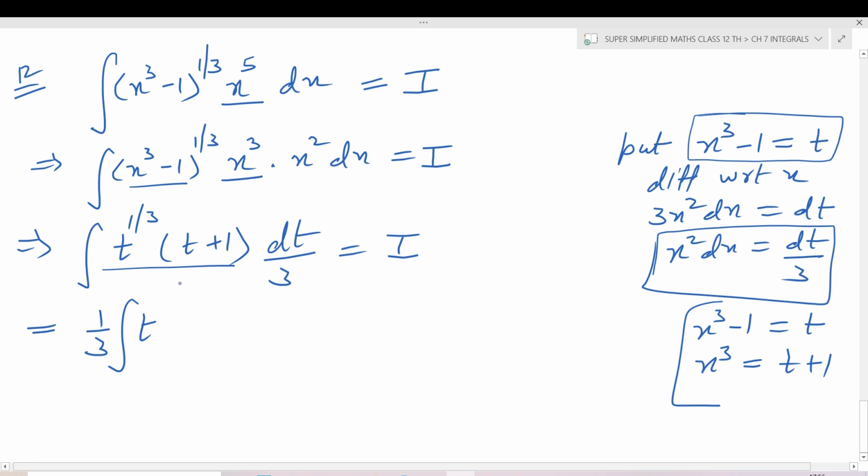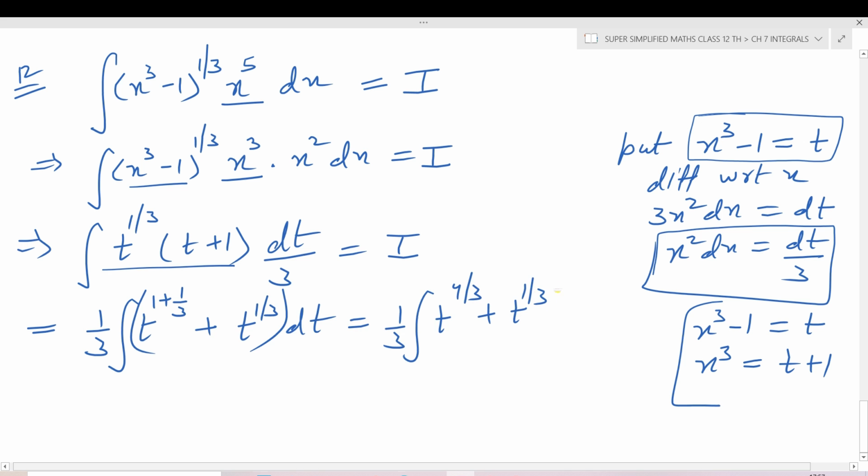So your integral becomes this 1 by 3 common, and now you multiply these two expressions, t raised to the power 1 plus 1 by 3, you have just multiplied, plus t raised to the power 1 by 3 dt. So first we shall simplify this, t raised to the power 4 by 3 plus t raised to the power 1 by 3 dt. Now you know children that the sign of integration can be distributed over addition and subtraction only, and therefore if 2 or 3 terms are added or subtracted, I can do their term wise integration.